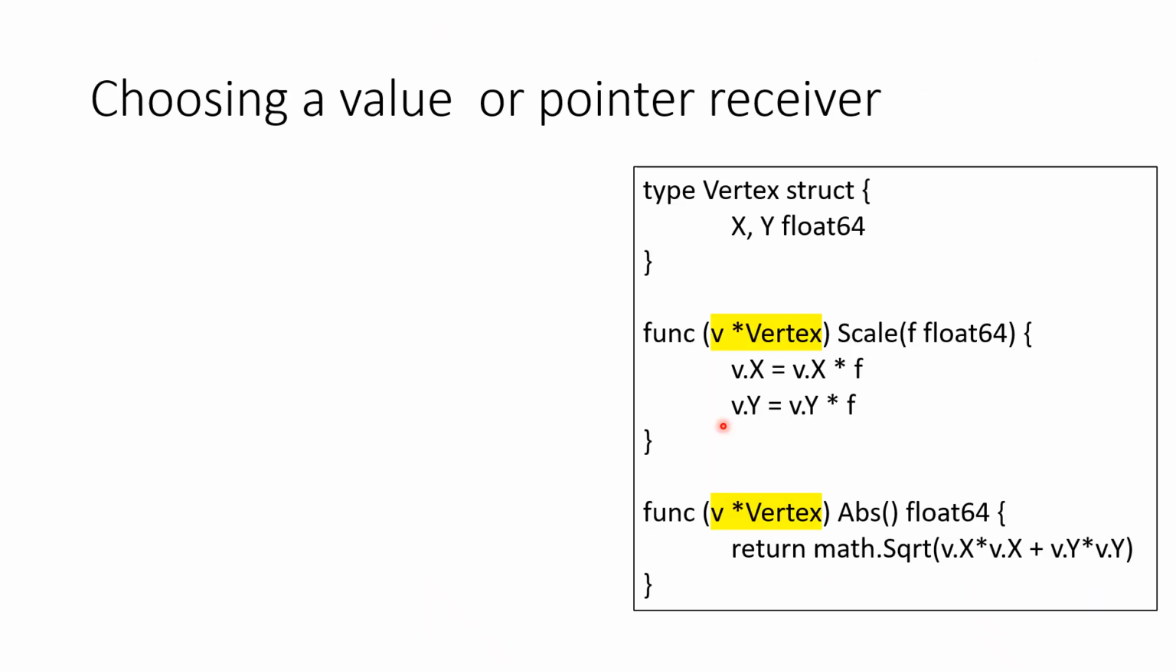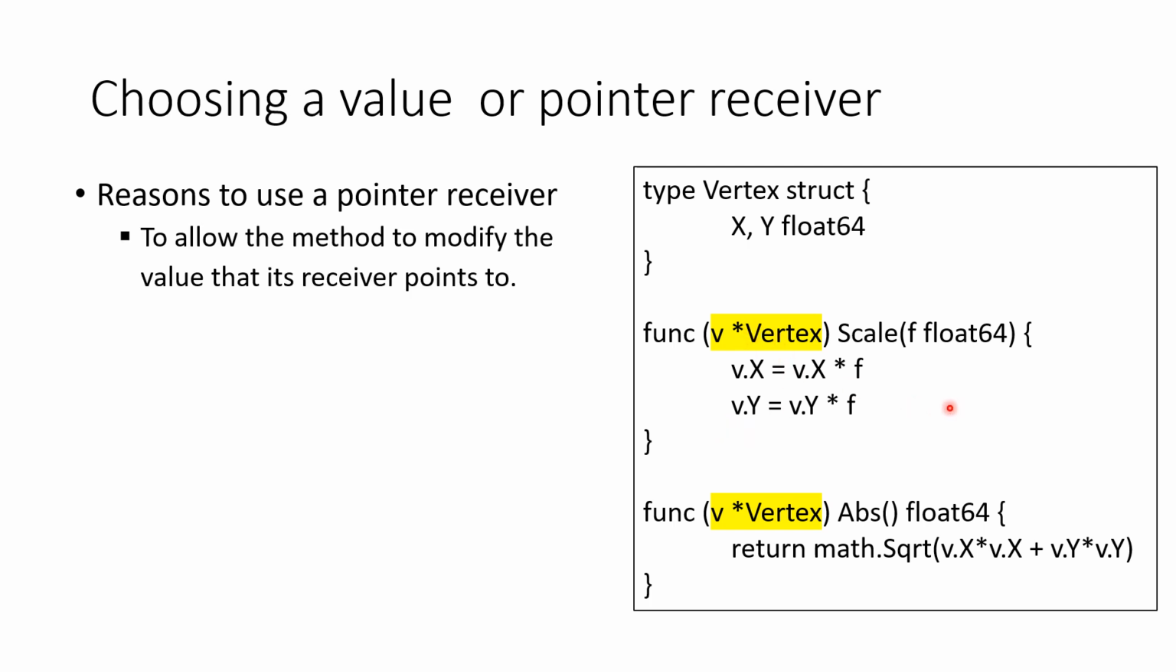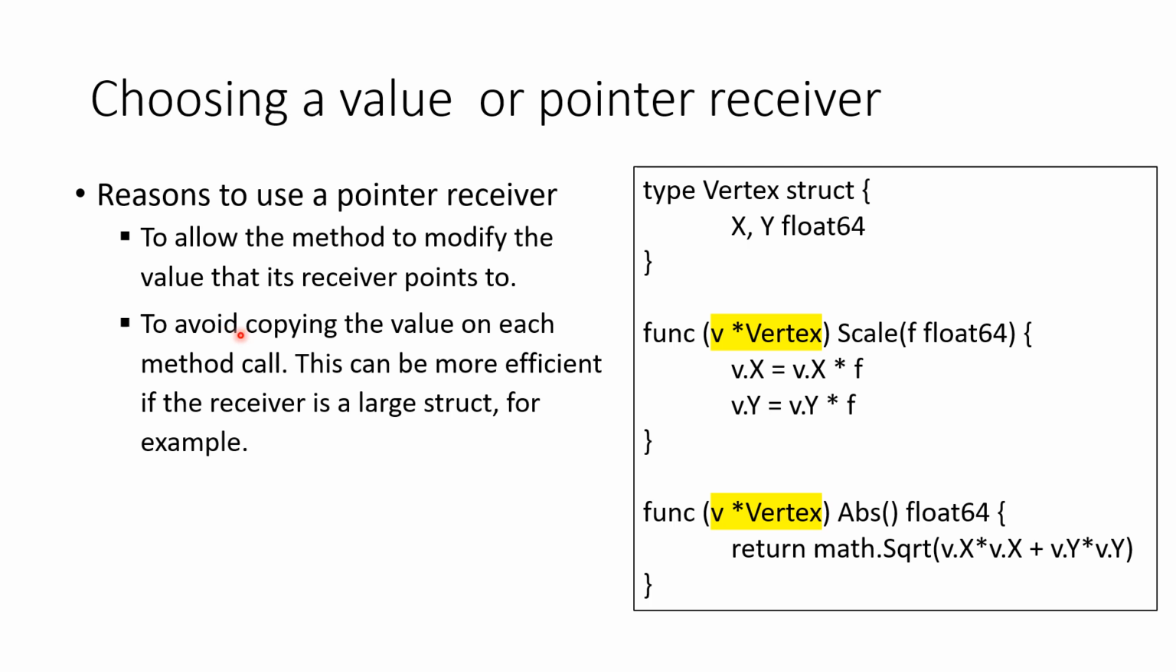We have learned the differences between value receivers and pointer receivers. Which one should we choose? There are two reasons to use a pointer receiver. The first is so that the method can modify the value that its receiver points to, as in the method scale here. The second is to avoid copying the value on each method call. This can be more efficient if the receiver is a large struct, for example.